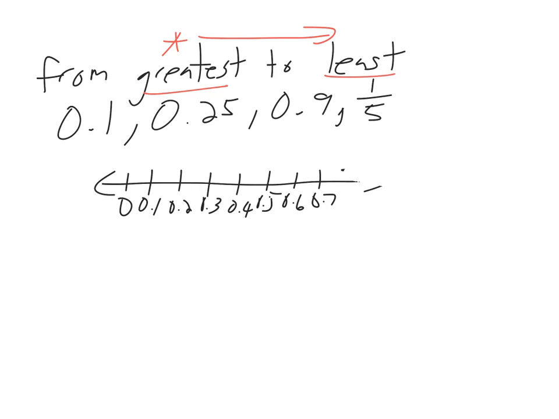I messed up a little bit, so we're going to add to it here. 0.8, 0.9, and 1. Okay, so here's our number line. Go ahead and solve this. Put them in order from greatest to least while the video is paused, and then go ahead and hit play and see how you did.